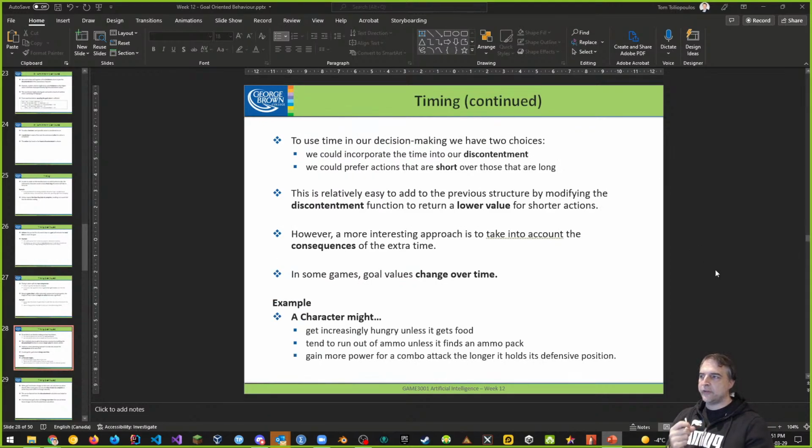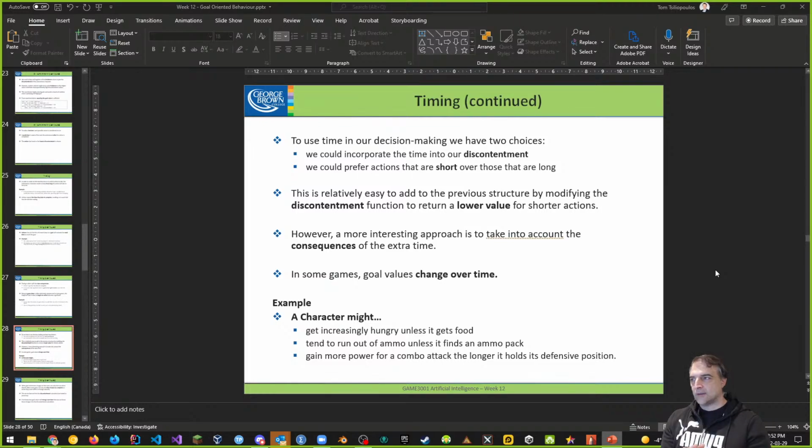So when we start using time in our decision making, we really need to think about a couple of things, right? One of them is we should incorporate time into our discontentment, okay? And we could prefer actions that are short over those that are long. Shorter actions may not reduce the discontentment where we want it to be, but it's kind of like picking the lowest hanging fruit from a tree. Instead of climbing the tree and getting up there, we pick the lowest hanging fruit because it's the one that's quickly available, something that we can get at right away.